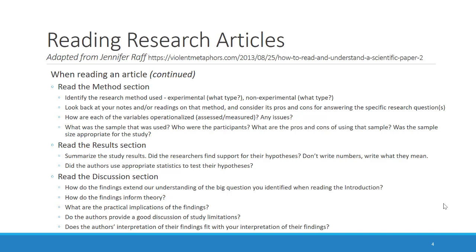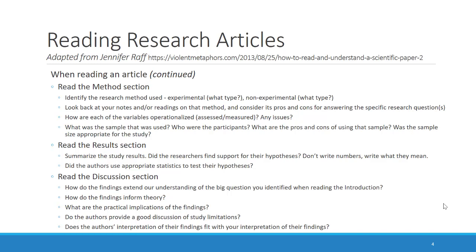Next, how do the findings inform theory? So each time we do a psychological study, a deductive psychological study, we are helping our understanding of a theory. And sometimes our findings support the theory. Sometimes they go against the theory. Sometimes they add a piece to the theory that wasn't previously examined. So we talk about that in our discussion section. And so you can ask yourself that when you're reading your articles.